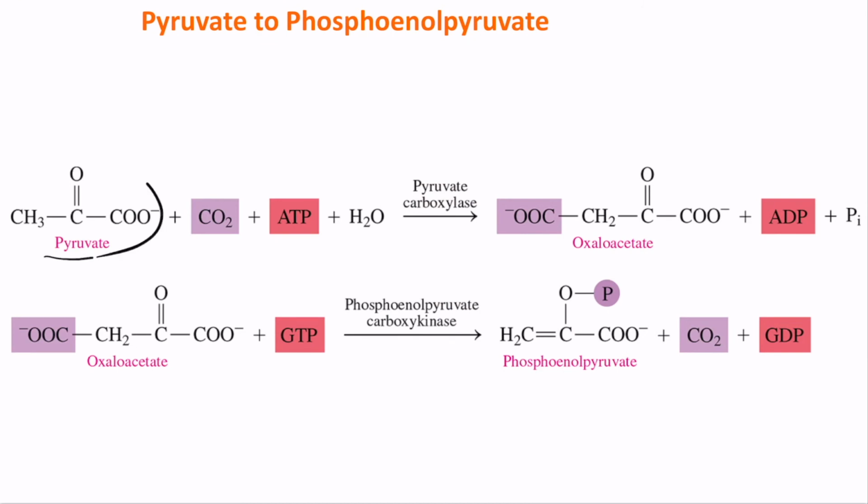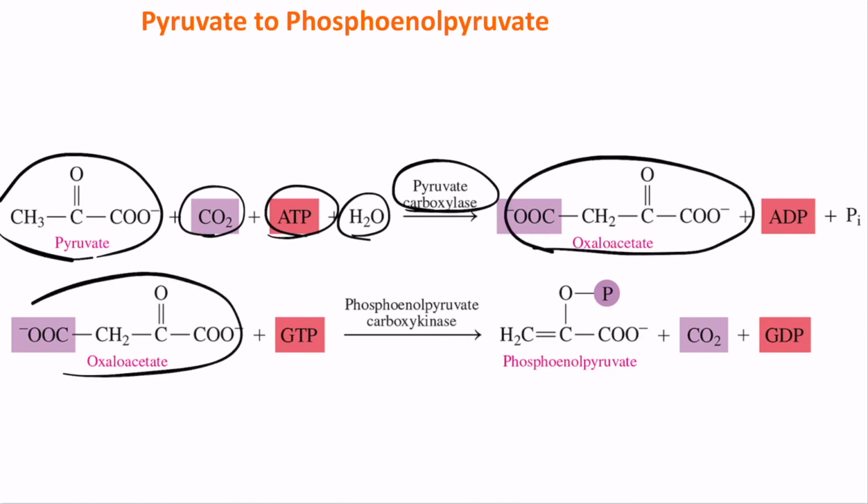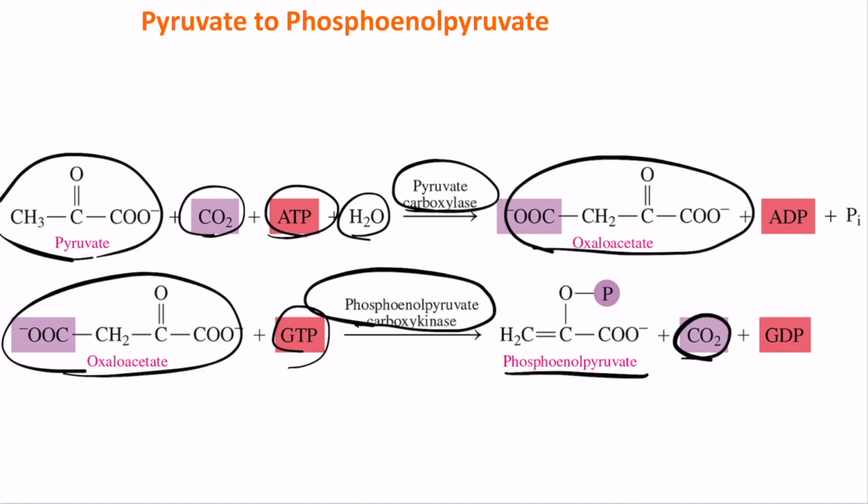So you have a pyruvate molecule which, in the presence of carbon dioxide, ATP, and H2O, undergoes pyruvate carboxylase, where it adds the carbon dioxide to create oxaloacetate. The oxaloacetate then uses GTP under the enzyme phosphoenolpyruvate carboxykinase, converting oxaloacetate into phosphoenolpyruvate and releasing carbon dioxide and GDP.